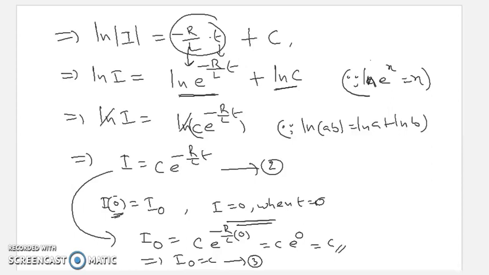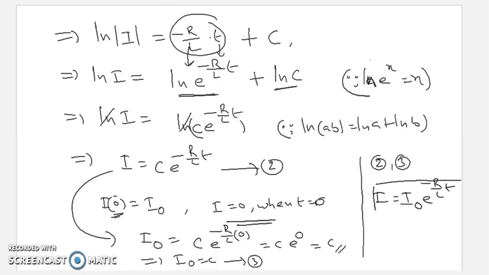So I naught is equal to c is the equation number 3. From 2 and 3 we write, I is equal to, in place of c we write I naught. So in equation number 2 c is there, so clearly we write I naught e power minus R by L into t. This is the solution for the given differential equation.